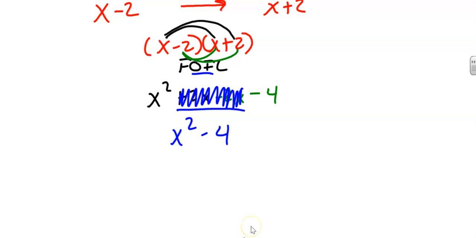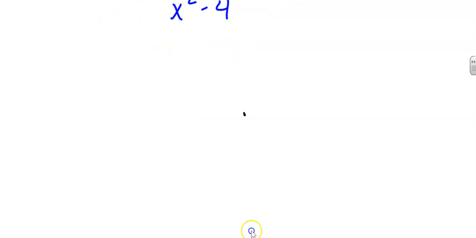You do that with, I don't think we ever did that with the rational numbers, but that would have been with the imaginary numbers. But if we had division with imaginary numbers, we would have done the same thing. We would have used the conjugate.